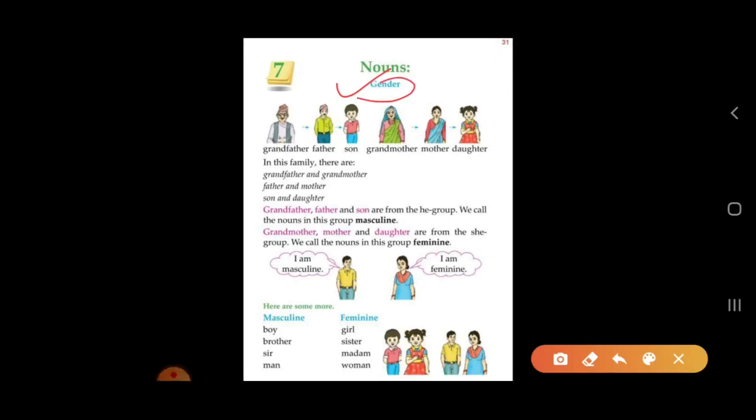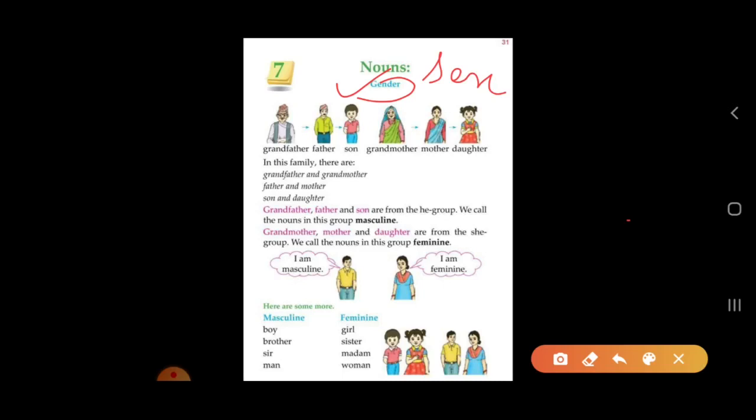First of all, I would like to tell you what the word gender means. The word gender means sex. Sex means whether the noun is feminine or masculine. Now, dear student, you know very well that there are not only living things in this world, but also non-living. So living and non-living things together make up all nouns.